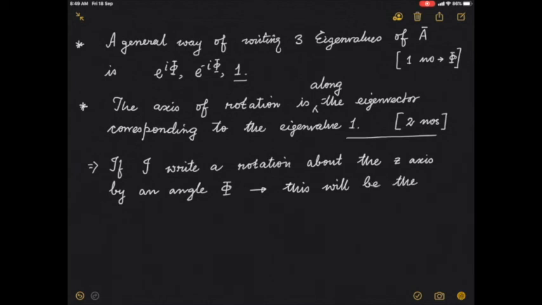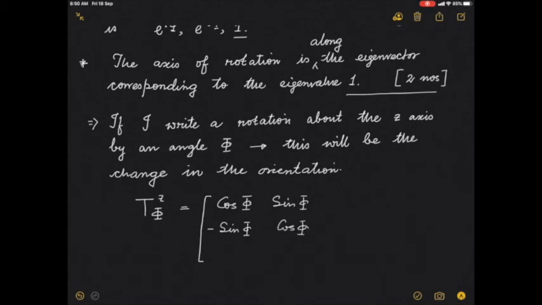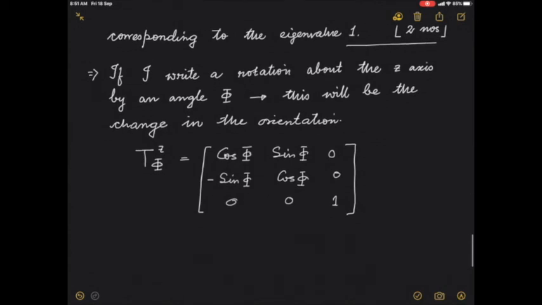This will be the change in the orientation or the displacement of the body. So let us write that. I call that T phi about z, and we know how to write it down. This is cos phi, sine, I am writing capital phi, you know why, that is the parameter I have chosen, and everything 0 except here I input 1.